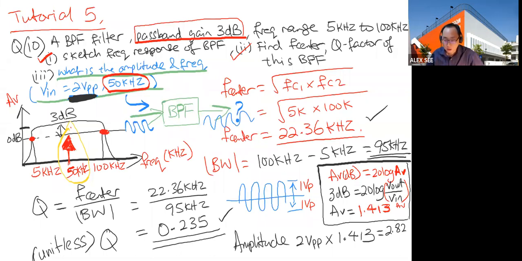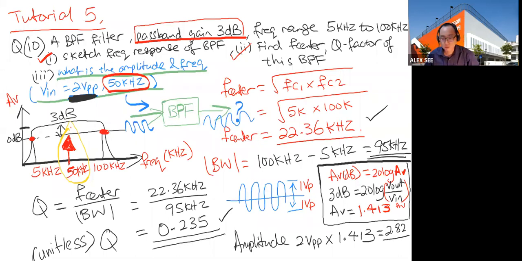Is that okay, ladies and gentlemen? Sorry, Sharu, your answer was 9.54. Don't worry, it's okay. At least you tried. So the output is 2.82 volt peak to peak.